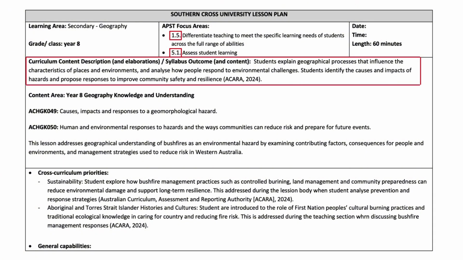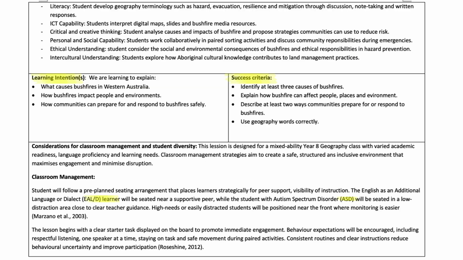The APST standards I focused on were 1.5, differentiating teaching to meet the needs of diverse learners, and 5.1, assessing student learning. These were central because the lesson was designed for a mixed ability classroom using differentiated support and ongoing assessment. The learning intention was: we are learning to explain what causes bushfires, how they affect people and environments, and how communities prepare and respond safely.